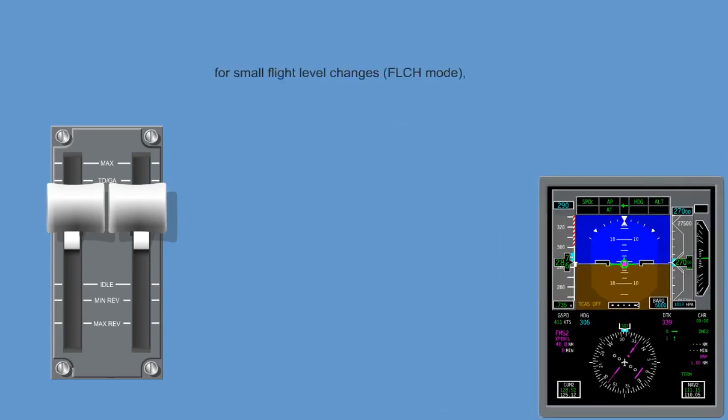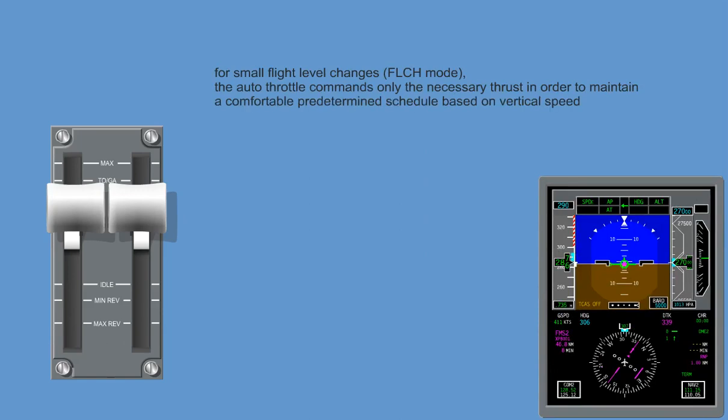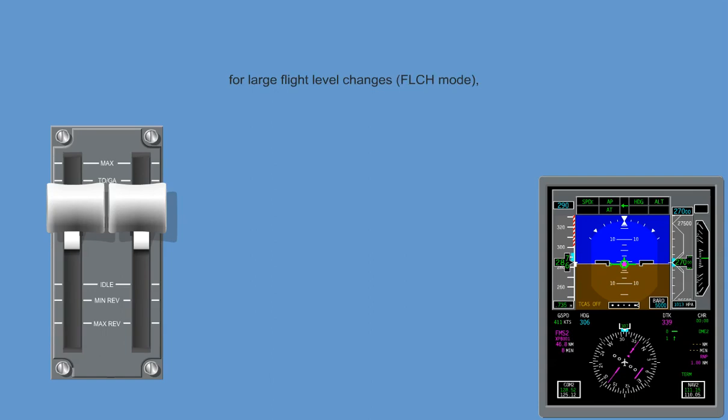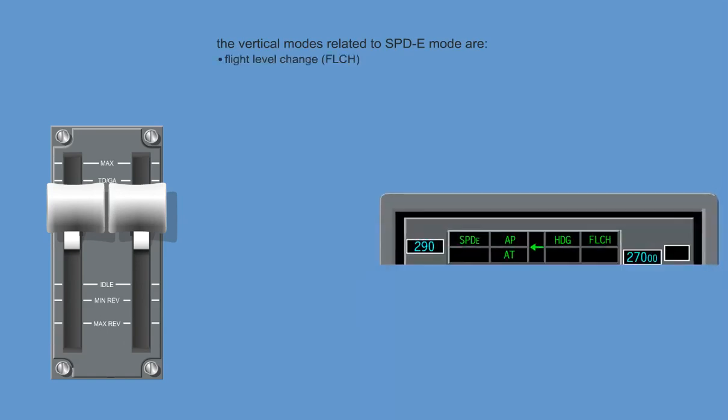For small flight level changes, FLCH mode, the autothrottle commands only the necessary thrust in order to maintain a comfortable predetermined schedule based on vertical speed. For large flight level changes, the autothrottle commands a setting at climb rating and descent in idle rating. The vertical modes related to SPDE mode are flight level change, overspeed.